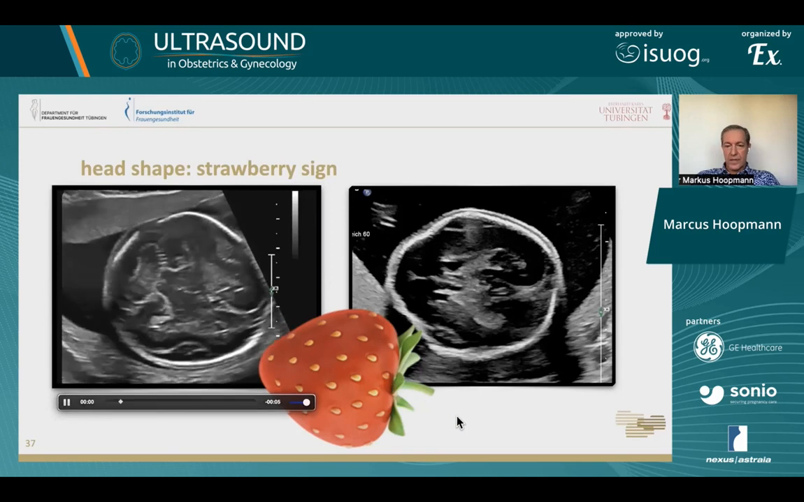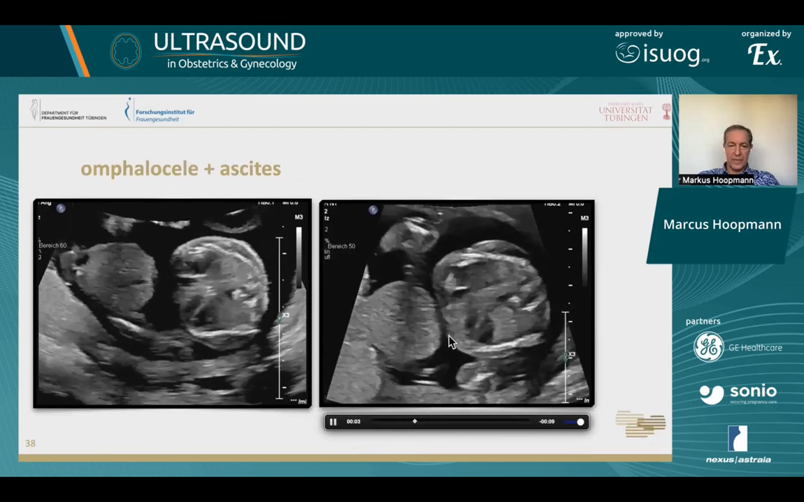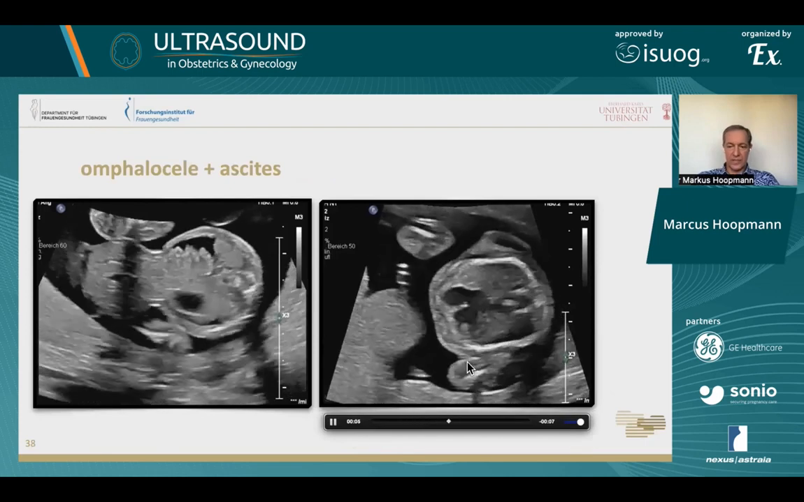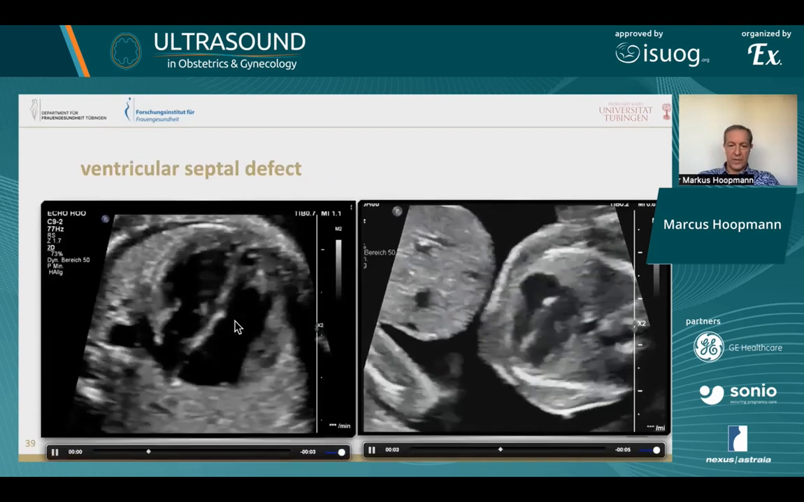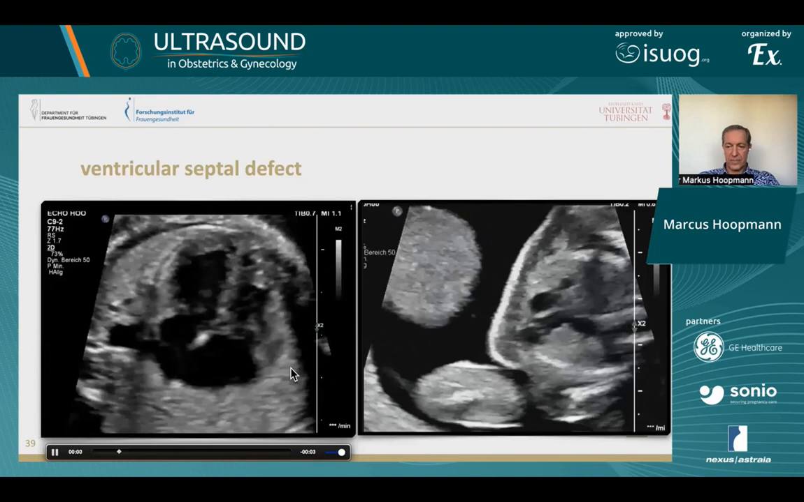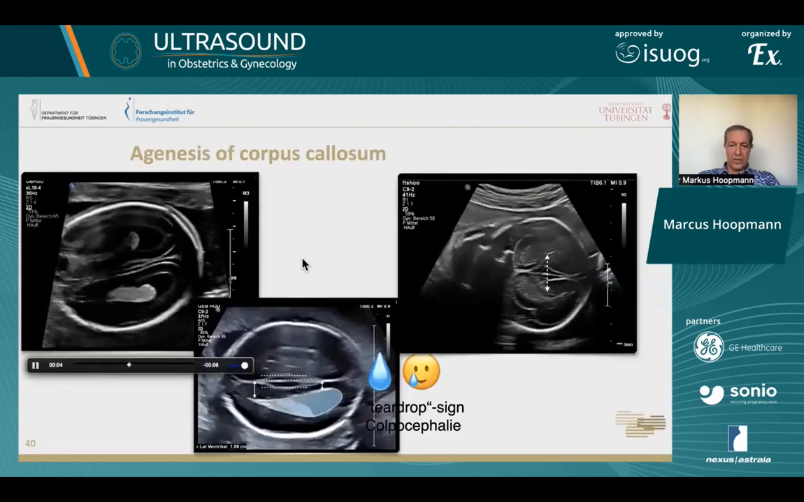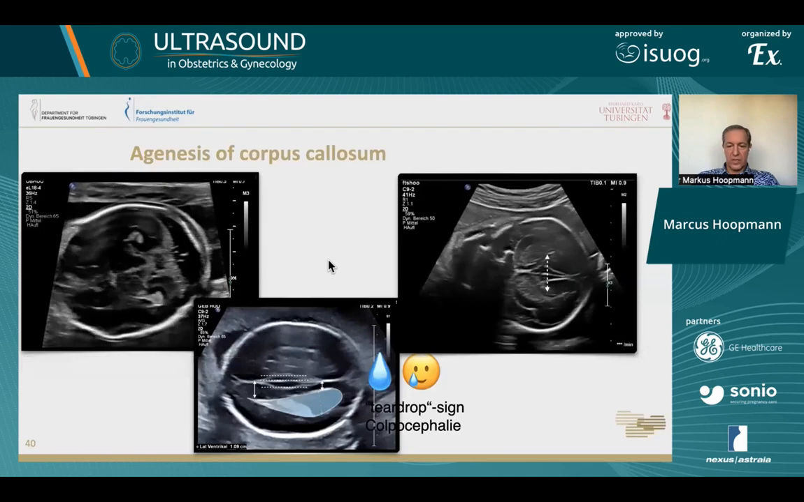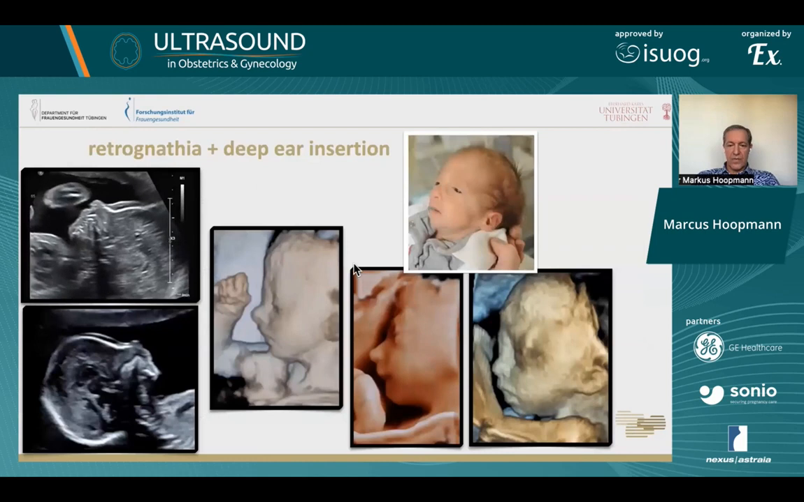And this is called the strawberry sign. And then we see, okay, here's an omphalocele and ascites. If we look at the heart, we see a big ventricular septal defect. When we look in the head, we see agenesis of the corpus callosum with the typical teardrop sign. And when we look at the face, we see retrognathia, and that the ears have a quite deep insertion.